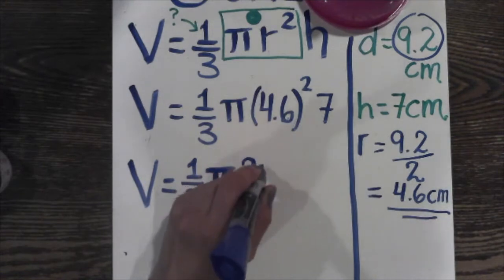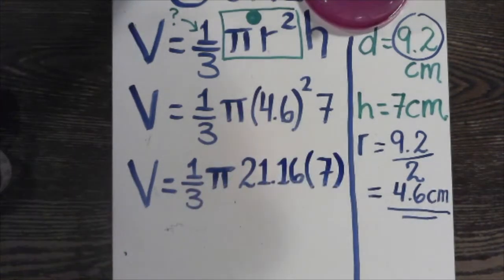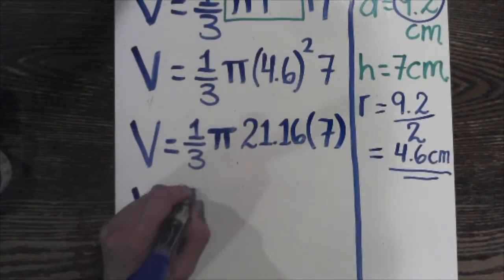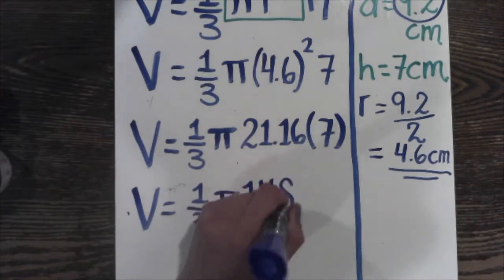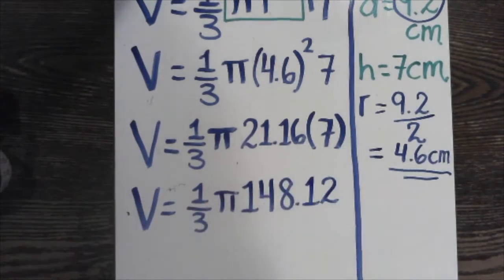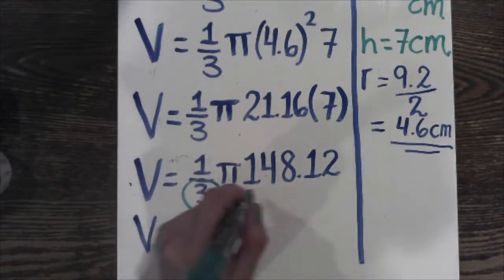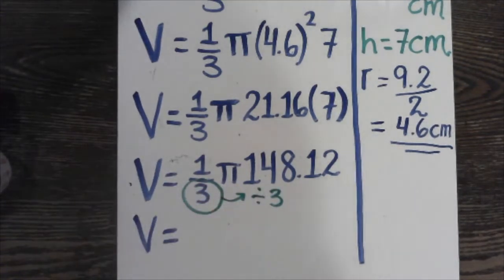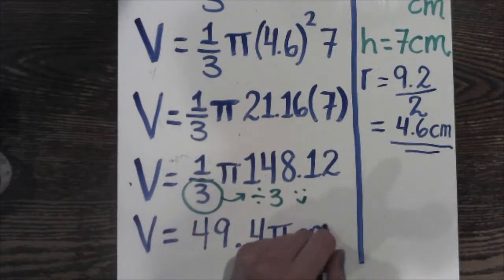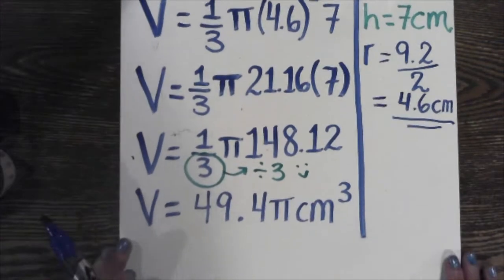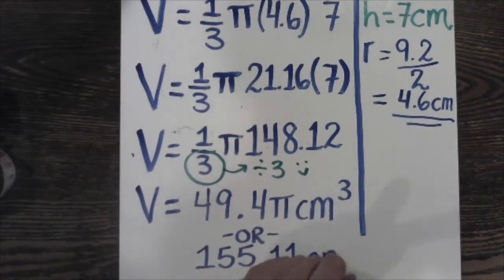21.16 times 7, and it doesn't matter where you put the parentheses, they just denote multiplication. And now let's see if we can multiply 21.16 times 7, which gives me 148.12. And my final step here is remembering that 1/2 is dividing by 2 and 1/3 is dividing by 3. I'm just going to divide 148.12 divided by 3, and that gives me 49.4 pi cubic centimeters, or 155.11 cubic centimeters.